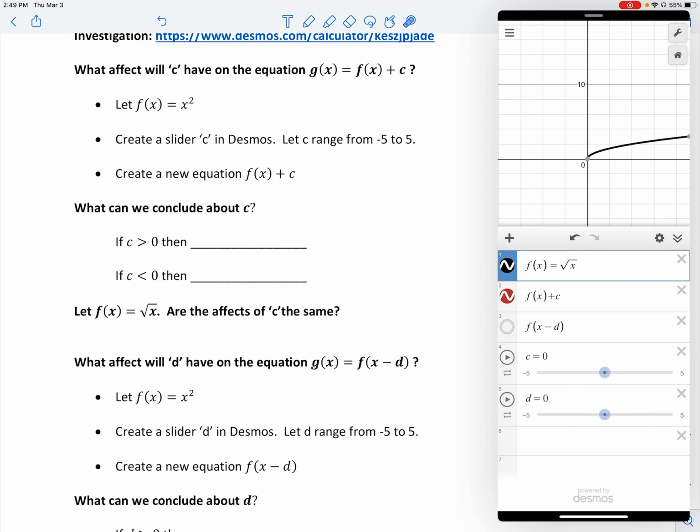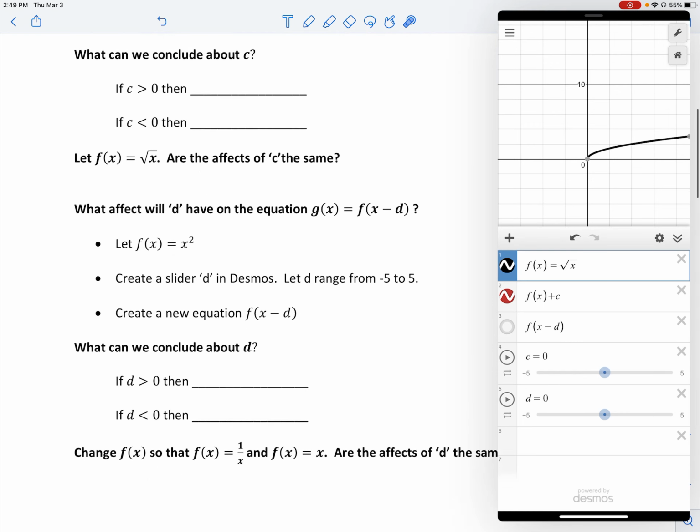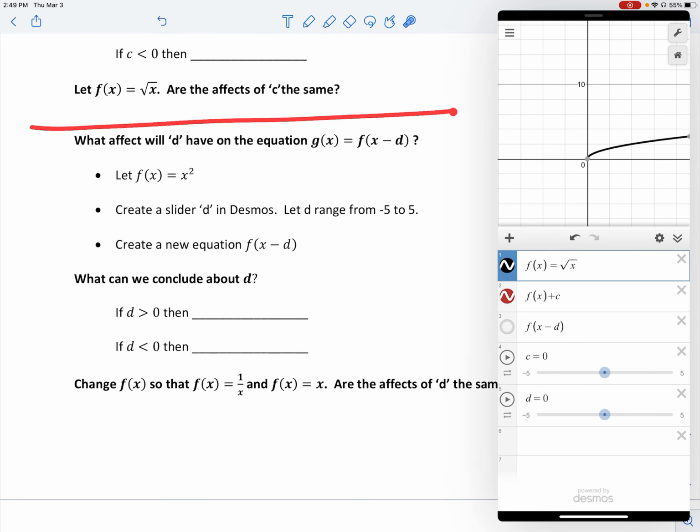So we can turn off the main function. You can turn on this one, or you can leave them both on. It's fine. But we're going to hit play on c, and you're going to see how the red function is going to move. I'd like you to make some predictions about that. Once you've done that part, we'll now go on to the second part.